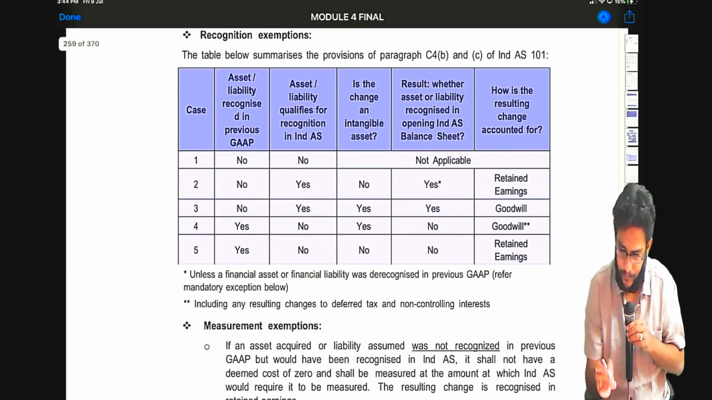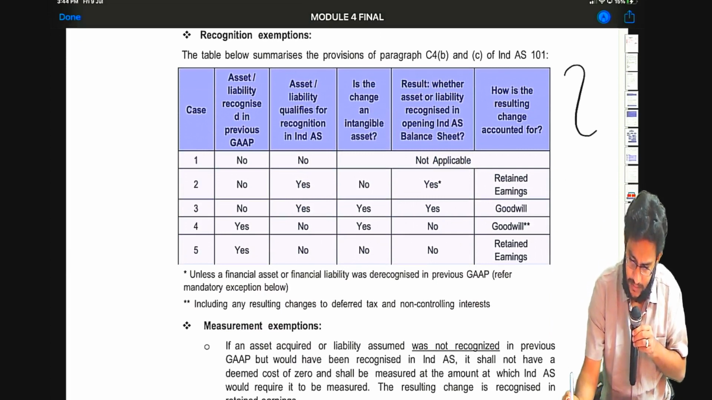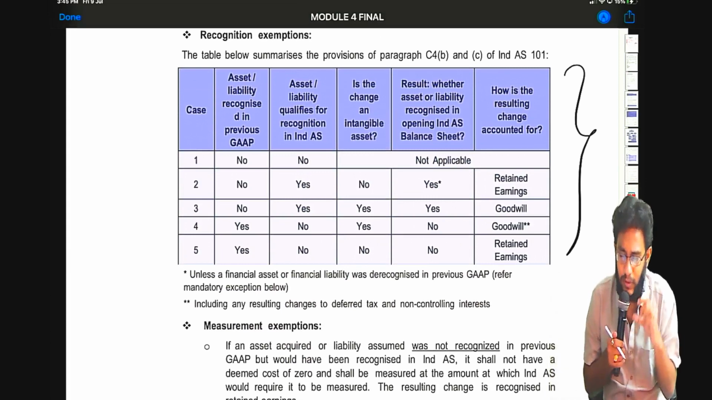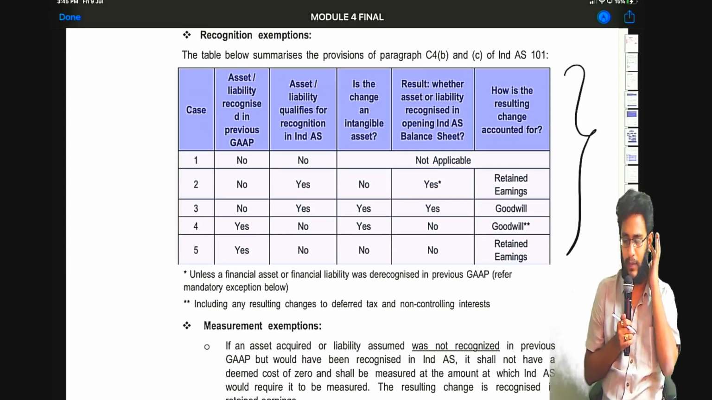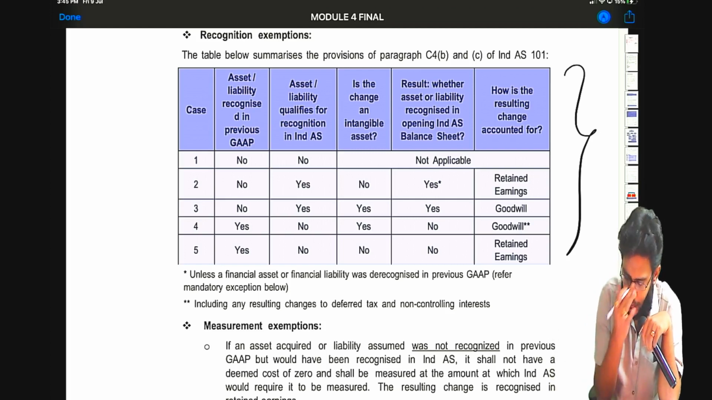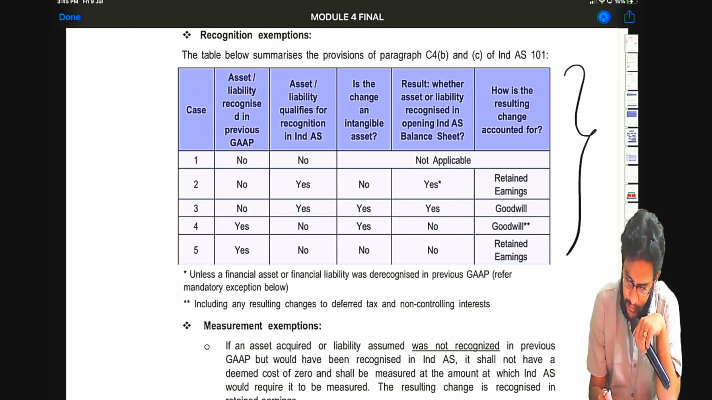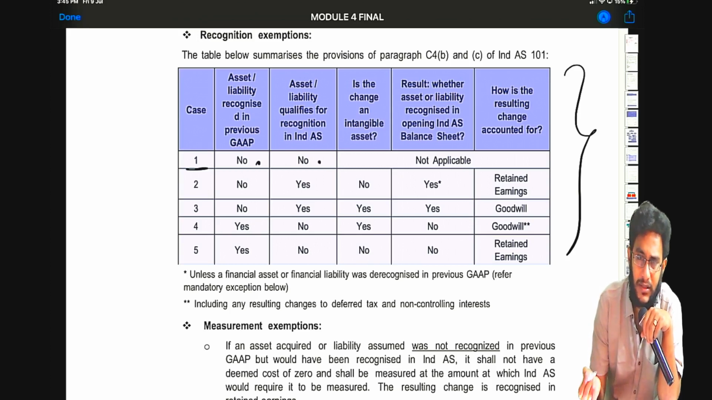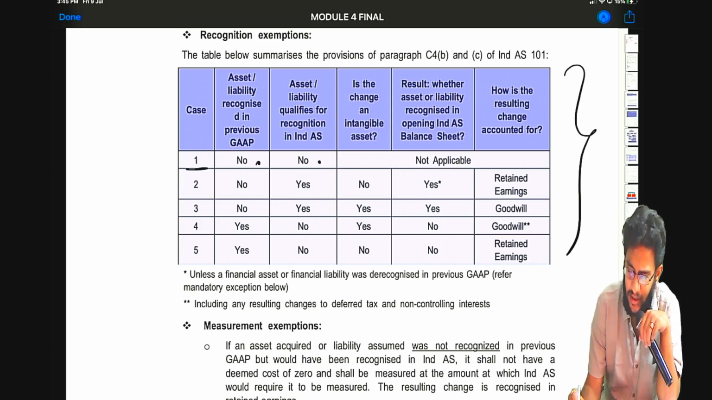Now, there is a lot of paragraph story they have summarized into a small table. The table is a very good table. Anyway, let's see case by case. Case 1. Is there an asset or liability recognized in the previous GAAP? No. And in Ind AS also no extra asset, no extra liability needs to be recognized. Then there is no adjustment you have to do.